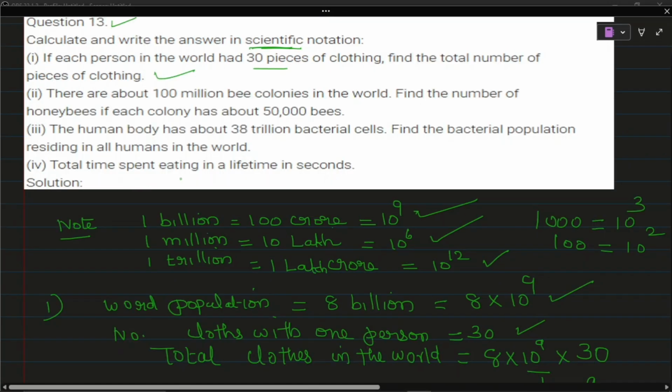Now we come to the second part of the question. There are about 100 million bee colonies in the world. Find the number of honey bees if each colony has 50,000 bees. One colony has 50,000 bees, and there are 100 million bee colonies. So we have to find the total number of honey bees in the world.